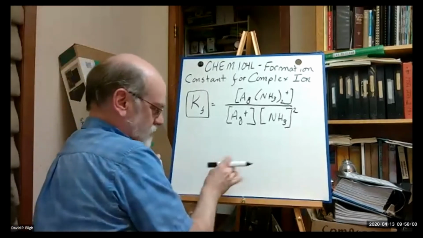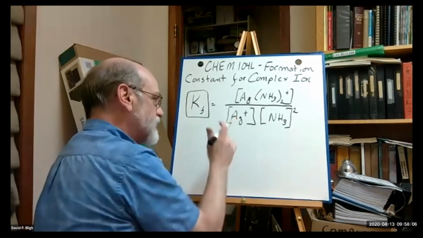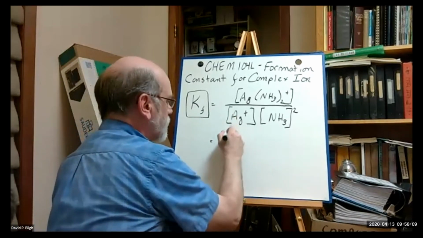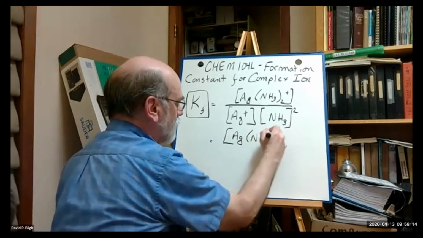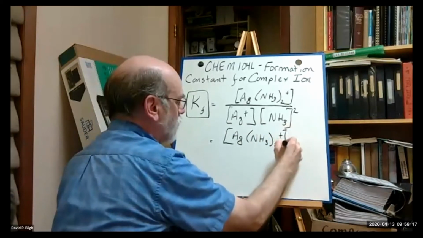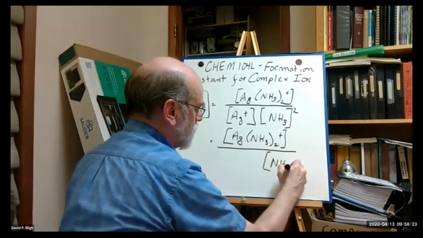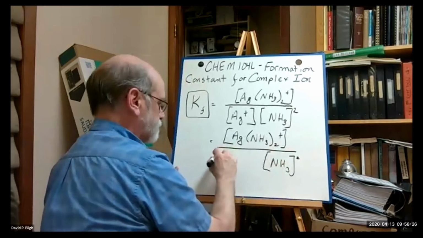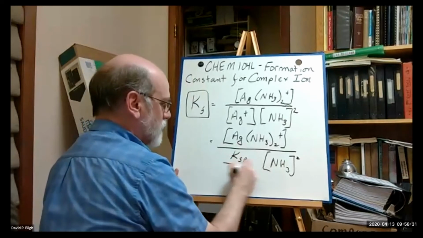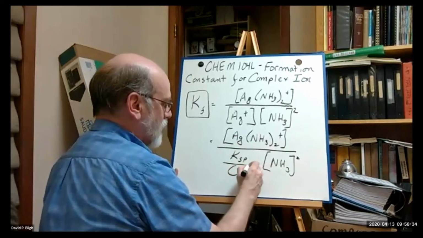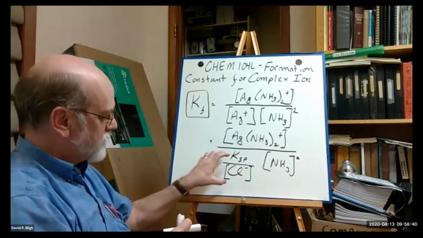So if we solve the silver for the KSP and substitute it in here, what we get is this stays the same, and this becomes, over here, we have KSP for silver divided by chloride. Okay? All we did was substitute that in for this value.